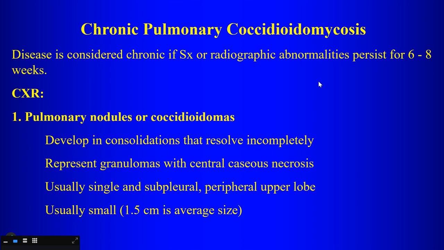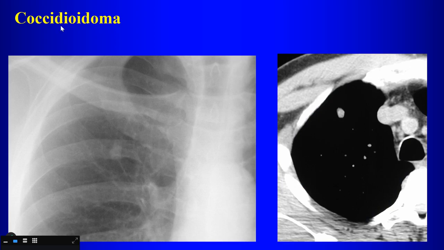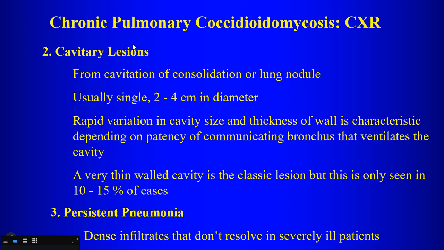Chronic infection can also occur, so if it persists for more than 6 to 8 weeks, they can develop nodules, they can develop granulomas with central necrosis, they can develop single or multiple lesions. And so just like you can have a nodule from histoplasmosis, you can also have a nodule from coccidioidomycosis. So that nodule turned out to be from coccidioidomycosis. And then you can have cavitary infections.